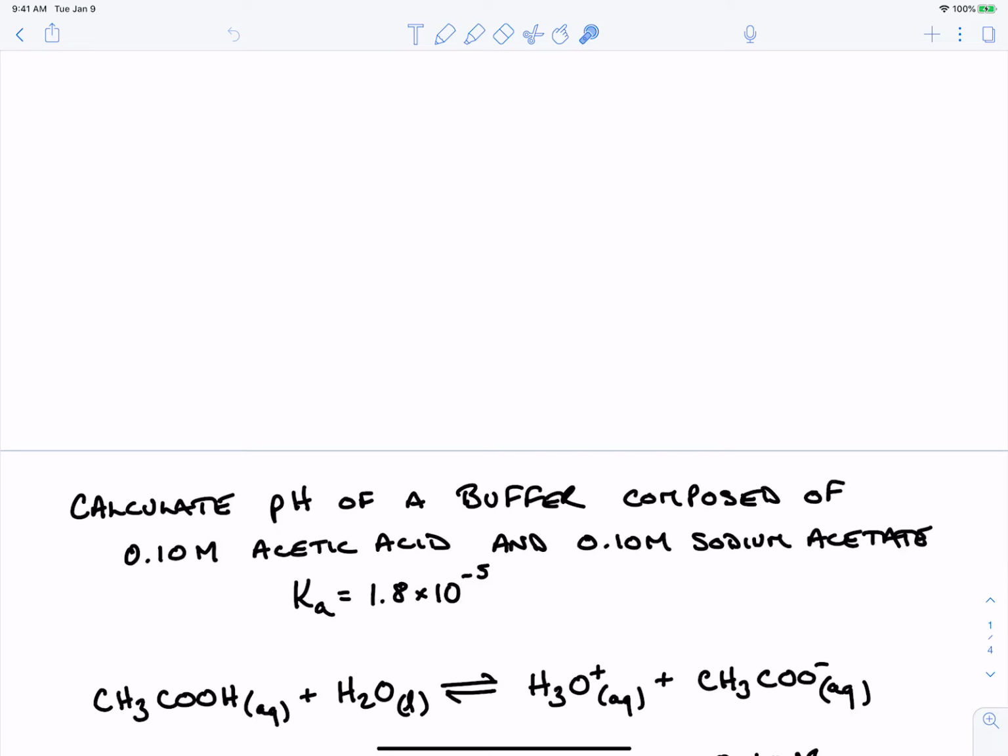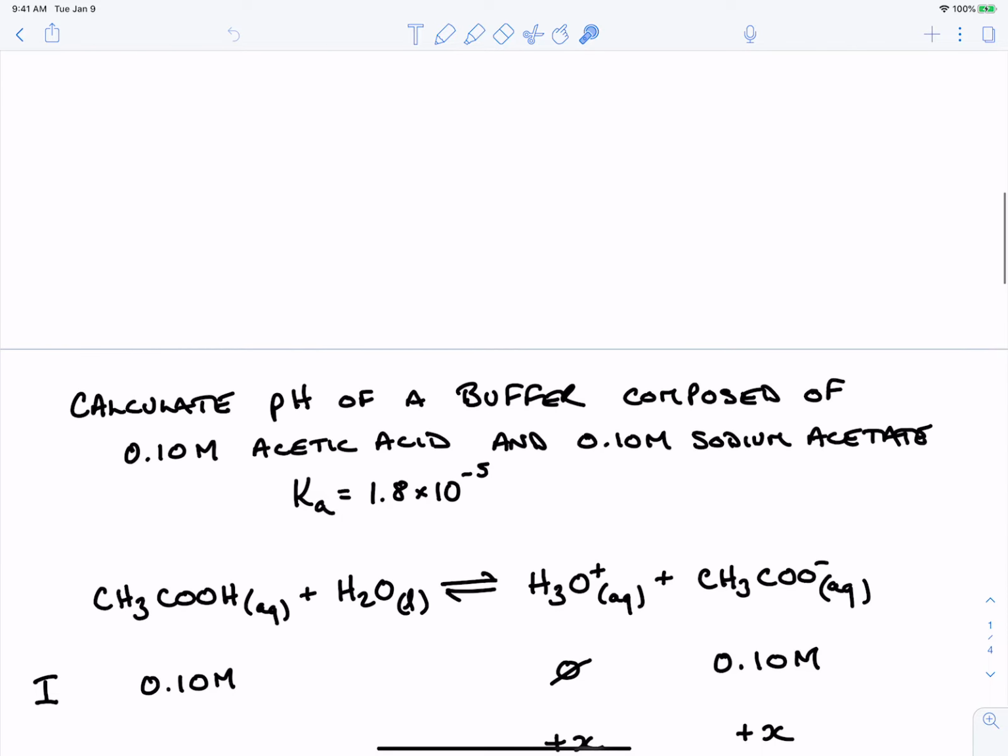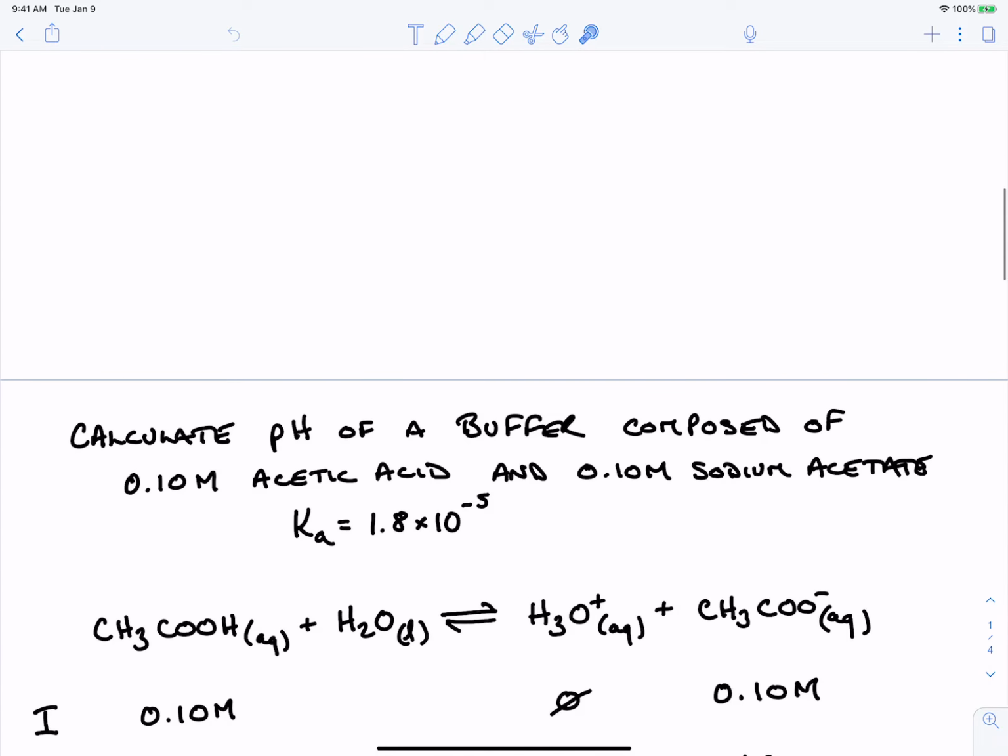If we were going to make a buffer, we would want a weak acid, acetic acid, and we would want its conjugate base, which is acetate. The source of acetate is sodium acetate, because once you put sodium acetate in water, it's going to produce acetate. So the next thing, anytime we talk about these, is we want to do an ICE table.